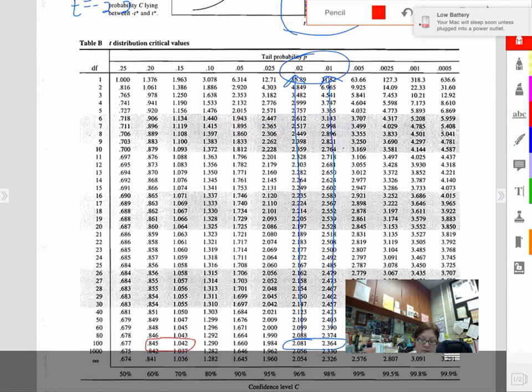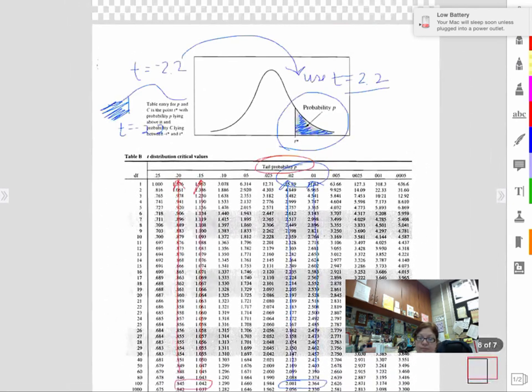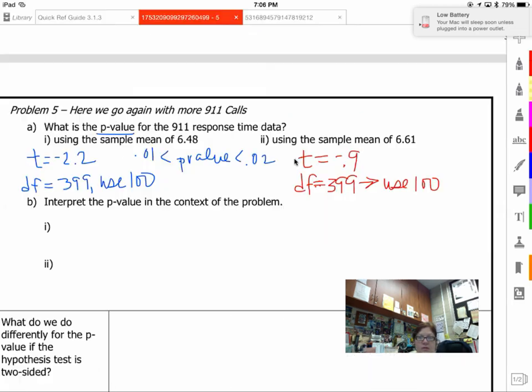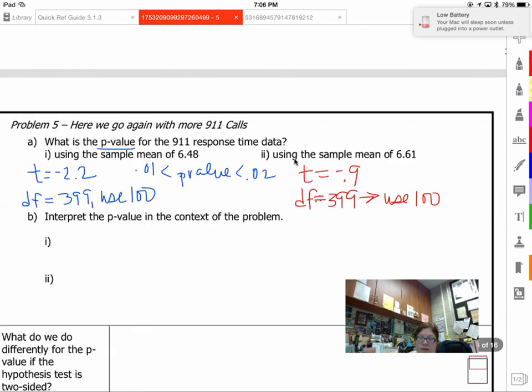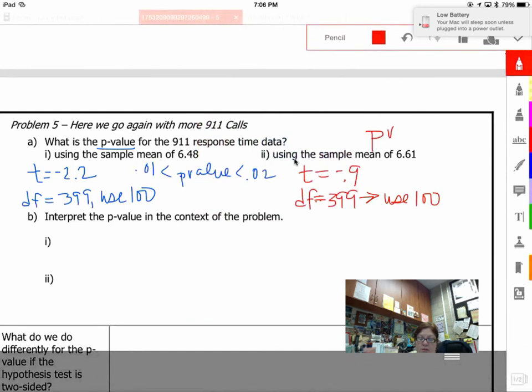And again, if I read up, it'll tell me the tail probability, because that's what the top does, is between 15% and 20%. And then I say, wow, that's really high. So my p-value for this one is between 0.2 and 0.15.